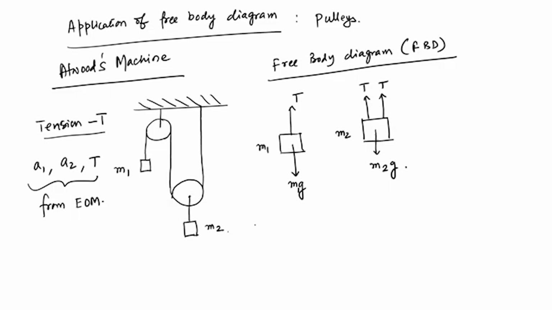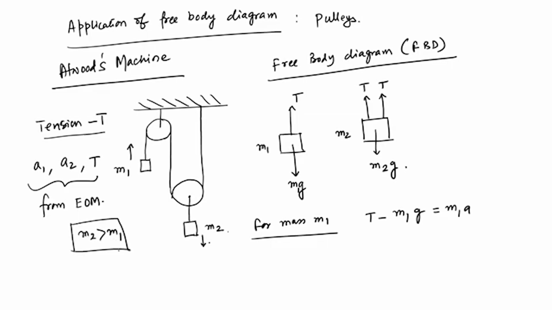For mass M1, let me write Newton's second law. We have T minus M1G equal to M1A. This mass is going upward and this is coming downward, and here implicitly M2 is greater than M1, which can be achieved. Otherwise, you just say M1G minus T equal to M1A.